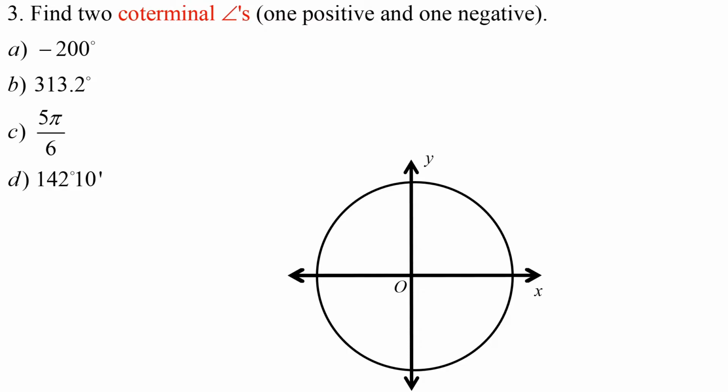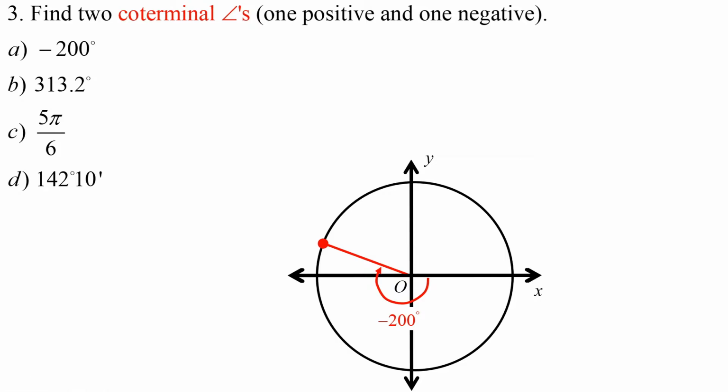Okay, now, number 3: find two coterminal angles, one positive and one negative. Part A, negative 200 degrees. So let's visualize negative 200 degrees on our circle right here. Negative means I'm going in a clockwise direction, and remember my initial ray is the positive x-axis, so let's go clockwise. There'd be negative 90, negative 180, and so negative 200 would be out here in quadrant 2, something like that.